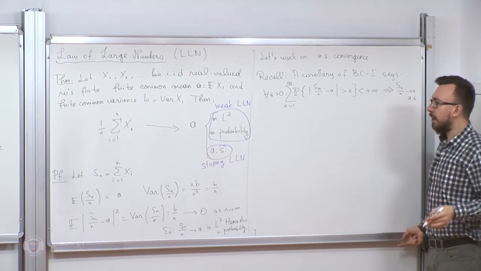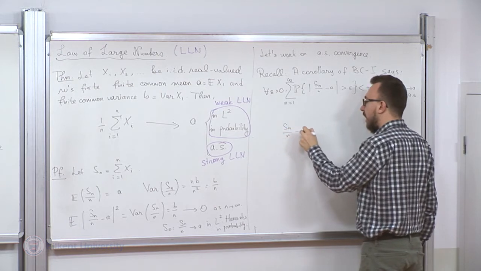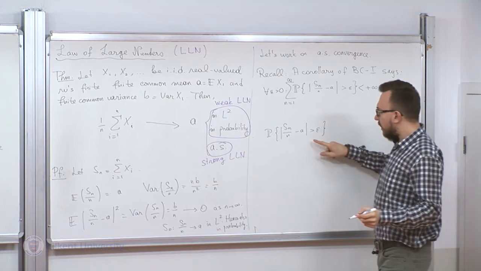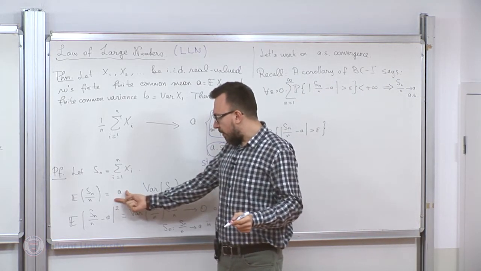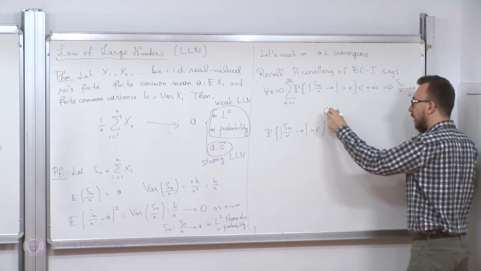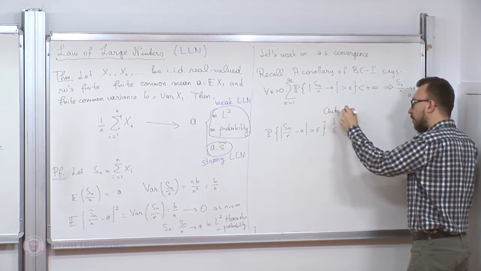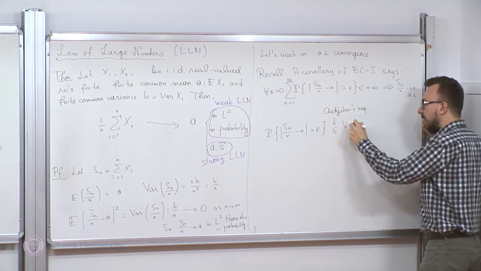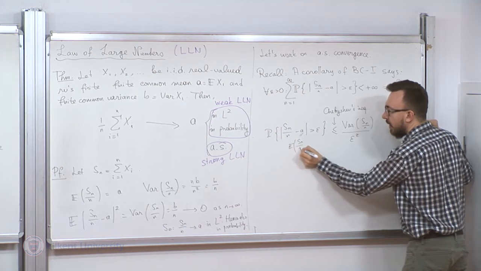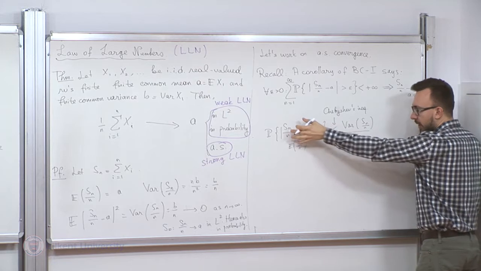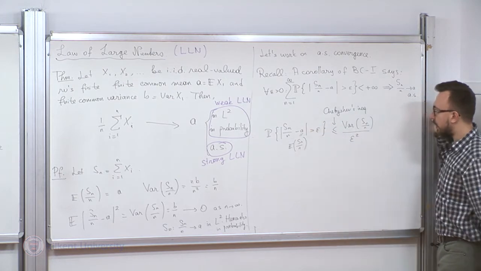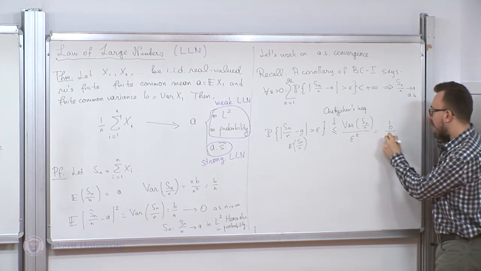Okay, so let's see if we can use it. So Sn over n minus a greater than epsilon. If you look at expected values, these are just constants, right? But if you look at the variance, this is b over n. So we can use Chebyshev's inequality to relate it with the variance, which says variance of Sn over n divided by epsilon squared, since this is just the mean of Sn over n. The probability that a random variable is farther than epsilon from its mean is less than its variance divided by epsilon squared. This is just squaring both sides and applying Markov's inequality. So this is b over n epsilon squared.